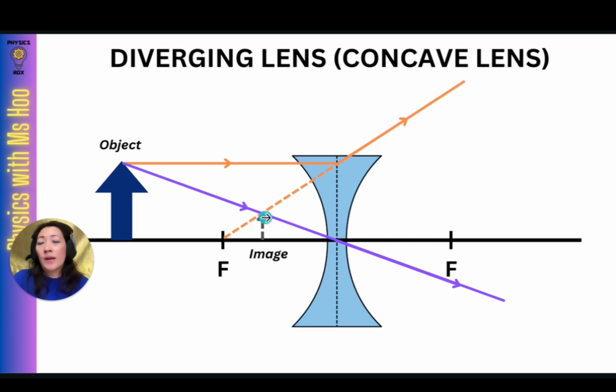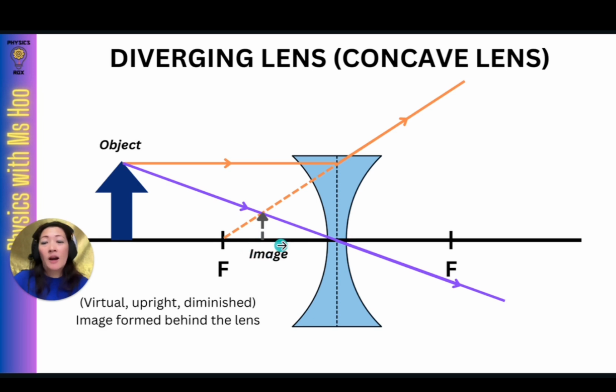If we were to compare the image against the object, besides the image being virtual, they're both pointing upwards, which means that it is upright, and the size is smaller, meaning that it is diminished. So the image characteristics are virtual, upright, and diminished. And remember, virtual images are formed on the same side of the lens as the object, and we can describe this as the image is formed behind the lens. Now, the diverging lens is not the same as a converging lens. Unlike the converging lens, no matter where you place the object, the image characteristics are the same.